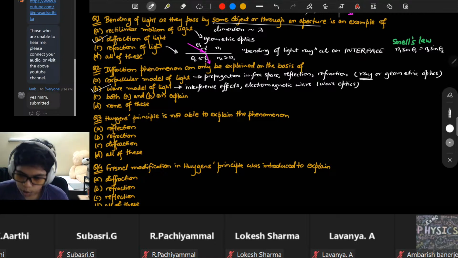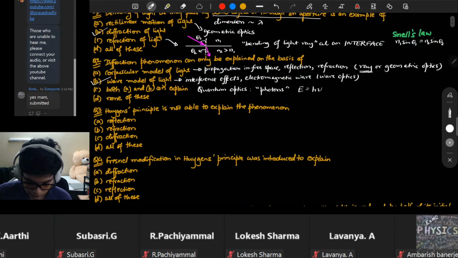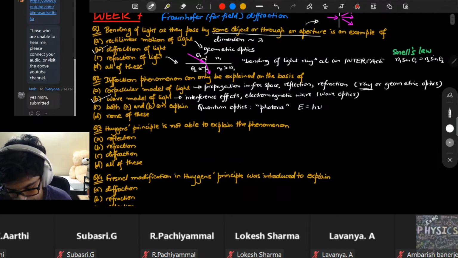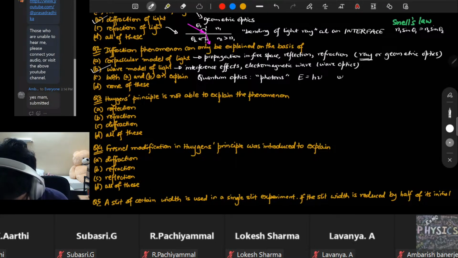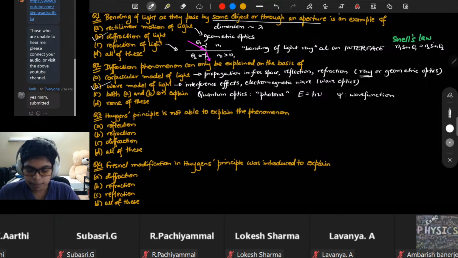And then of course you have quantum optics, wherein you assume light to be consisting of photons, which are packets of light carrying energy h nu, and then you represent the state by some sort of a wave function, and then you can explain all kinds of effects in the quantum optics domain. So that's the domain of quantum optics, which basically includes everything and can explain any effect.